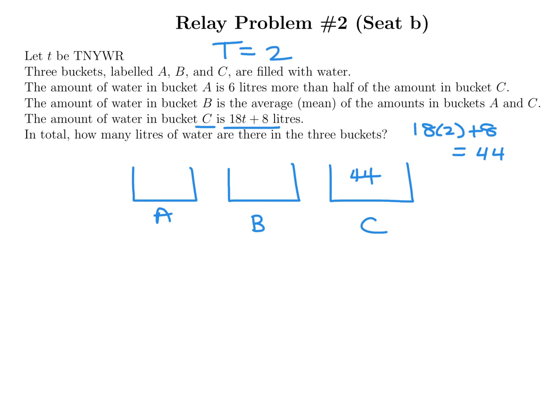Okay, so then what's next here? Let's do this one second, I should say. A is 6 liters more than half of what's in bucket C. So bucket C has 44. Half of that would be 22. So 22 plus 6 is 28, I believe.